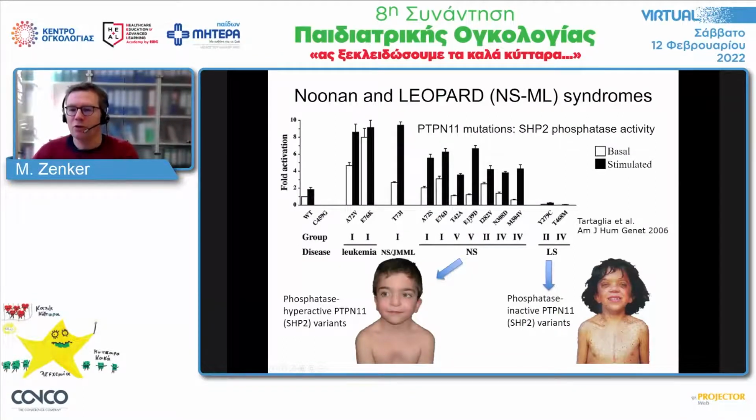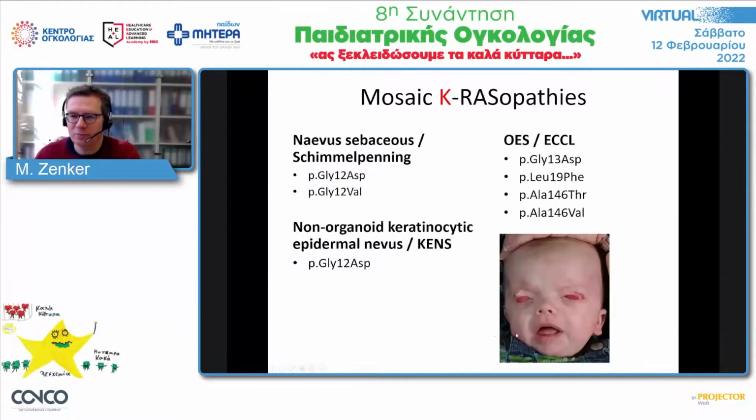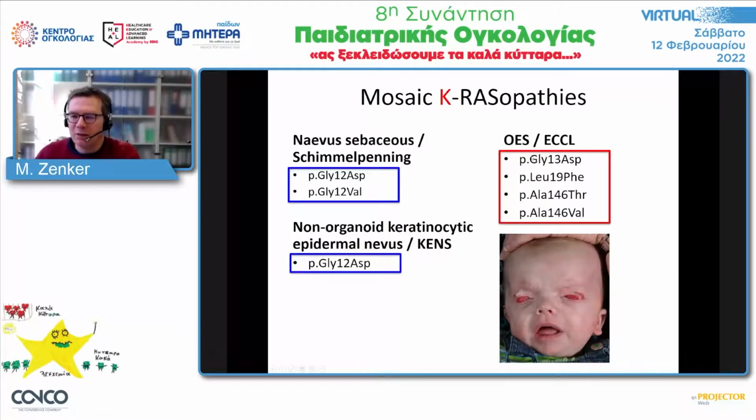Another example for qualitative differences that lead to phenotypic differences are the PTPN11 mutations that lead to a phosphatase hyperactive PTPN11, which is a classical Noonan syndrome phenotype mutation, and the phosphatase inactive ones that are associated with Leopard syndrome. Please keep in mind that this is not a loss of function mutation. It has a different gain of function effect, but without phosphatase activation. And last example for that, among the mosaic KRAS diseases, we have the Schimmelpenning epidermal nevus syndrome and the oculoectodermal syndrome I showed already. And we have a clear difference in the mutations we see.